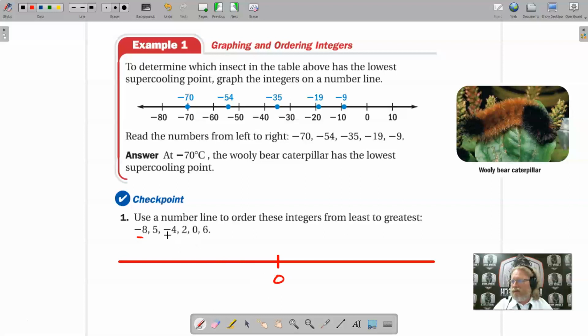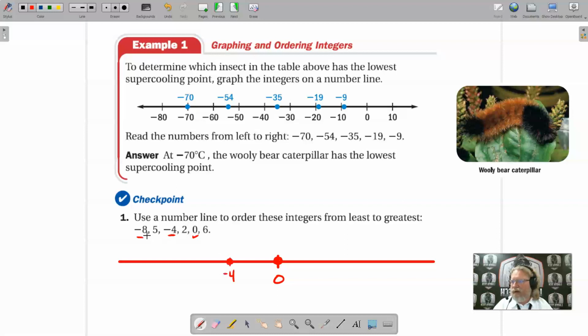Let's do the negative ones first. -8, -4, and there's 0. We got that one taken care of, right? So we could put a dot here, graph 0 there. And then let's do the negative ones. Well, -4. We'll throw a -4 right there.